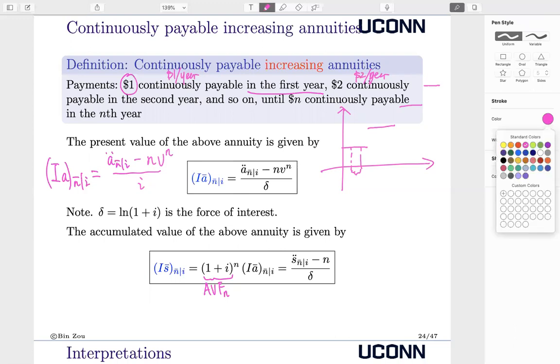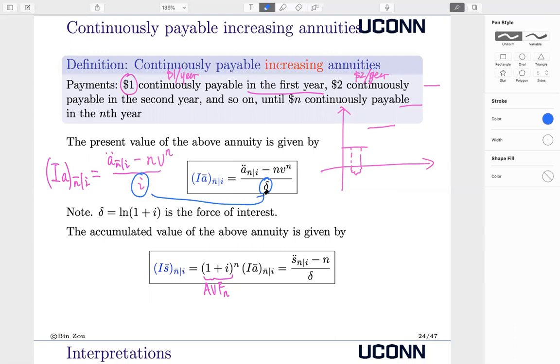So what is the difference? It's here. Right? This remains the same when we study the level annuities. Right? If it's annuity immediate, the denominator is i. If you study annuity due, the denominator is d. If you study continuously payable, then the denominator is delta. So here, it's the same logic. By the way, you should know the relation between i and delta.